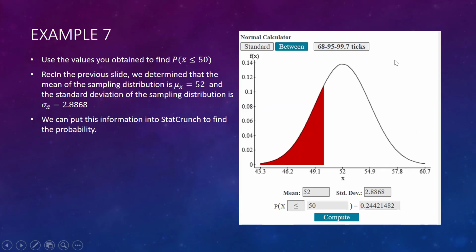So back in our PowerPoint, you can see that I've pasted this graph here. And again, the probability that our sampling distribution mean, our sample mean, would be less than or equal to 50 is about 24.42%.